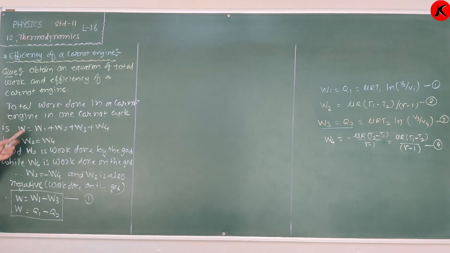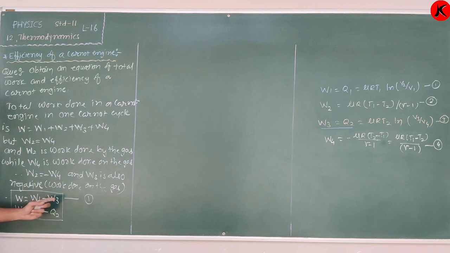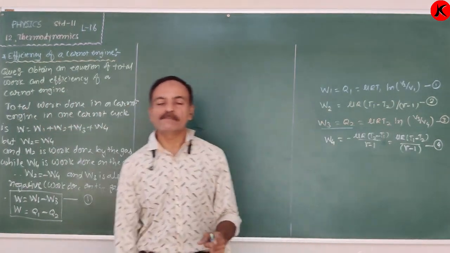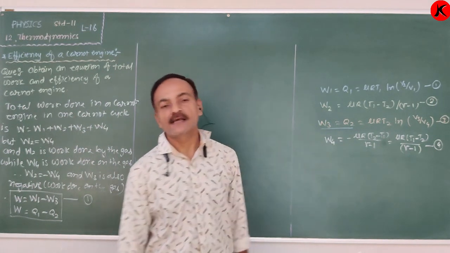So using this concept, the total work done W is equal to W1 plus W2 minus W3 minus W2, that is cancelled, and W3 becomes negative. Therefore W is equal to W1 minus W3. Okay. So W1 and W3 are the work done during the isothermal expansion and isothermal compression.